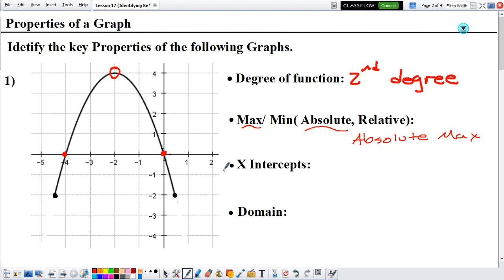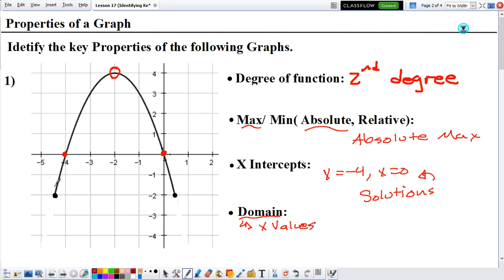Okay. Now, to look for the x-intercepts, we already found them. So our x-intercepts are when x is equal to -4, and when x is 0, which we can also think of as our solutions. Now, the domain is just another word to say, what are my x values? What are my x values in my graph? So when you think about domain, you think about x values. What are my x values in this graph?